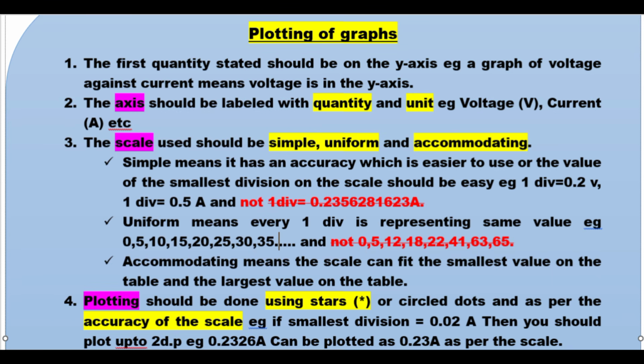By that we mean, for example, if the smallest division on your scale represents 0.02 ampere, meaning up to the second decimal, and you have a number like 0.2326 ampere in the table, then your scale is only accommodating two decimals. That means you should only plot up to the second decimal. So you can plot it as 0.23. You cannot plot the whole of it, neither should you drop the second decimal. That means this one cannot be treated like 0.2. If you drop the second decimal in your plotting, definitely you have lost the plotting mark.